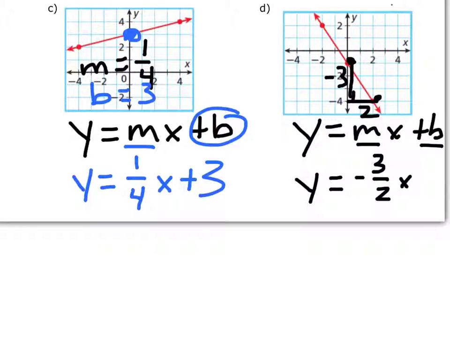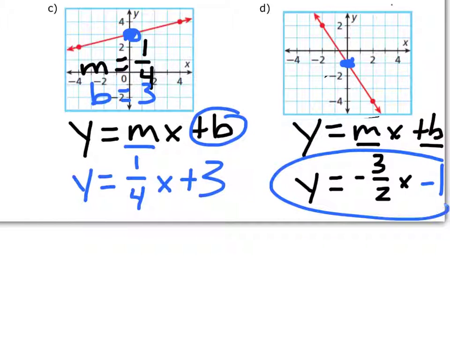x. Now for the b, it's where the line crosses the y-axis. Where the line crosses the y-axis is right there at negative 1, so I would have a minus 1. So the equation for that one should be y equals negative 3/2 x minus 1.